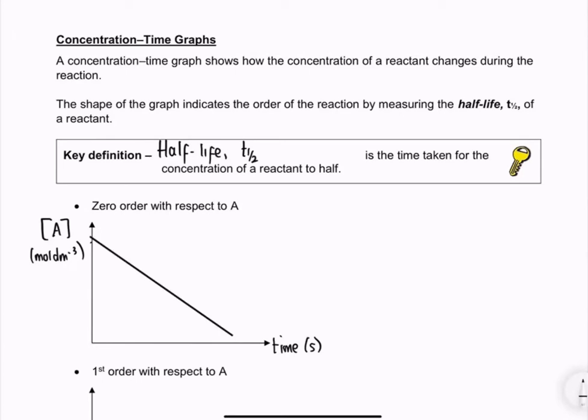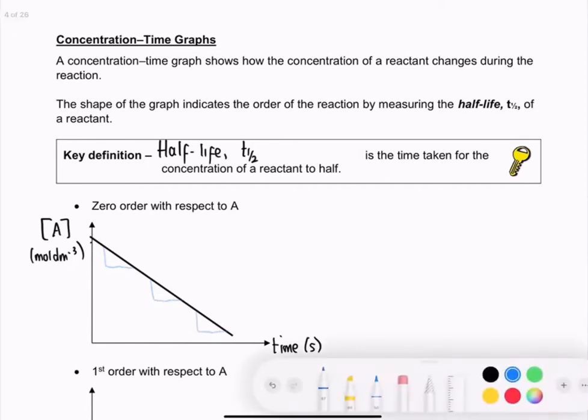The concentration starts off high because it's a reactant and gradually falls over time, but it falls at the same rate at all times. So if you were to measure the gradient by doing dy by dx, what you can see is that the gradient is the same at all times. So we would say that the rate, or the gradient, is the same for all concentrations of A, but the concentration of a reactant is falling over time.